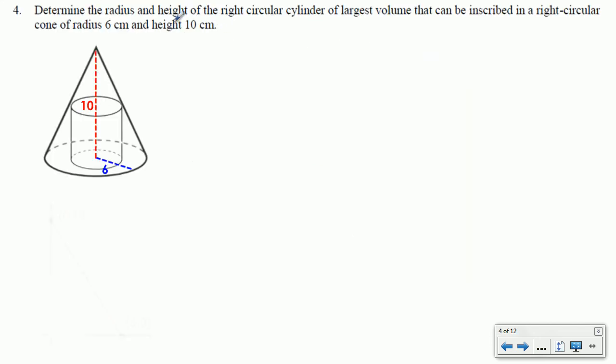And last, question number 4. We're looking to determine the radius and height of a right circular cylinder of largest volume that can be inscribed in a right circular cone of a radius of 6 and a height of 10. So we're looking to fit the largest possible cylinder underneath this cone. So I guess ultimately what we need to do is minimize this quantity, V cone minus V cylinder. This quantity needs to be the smallest possible.